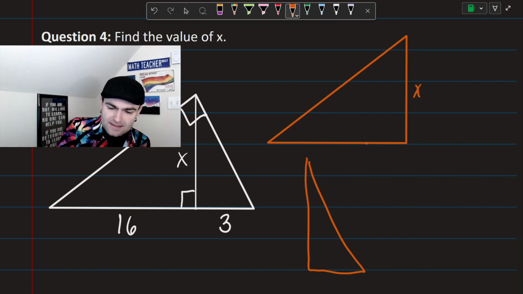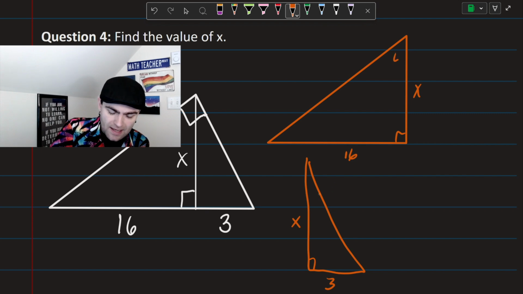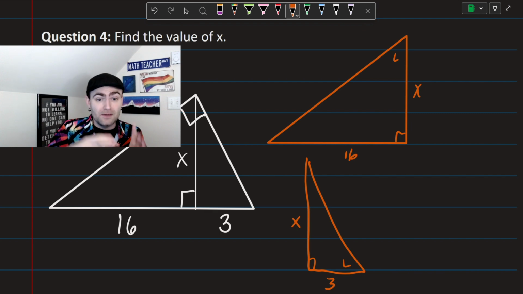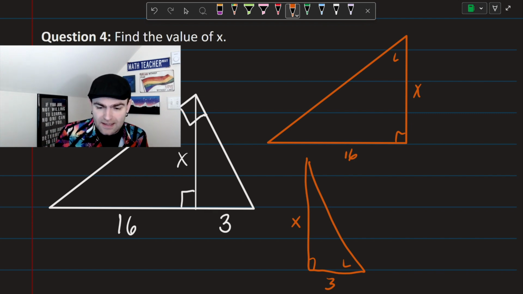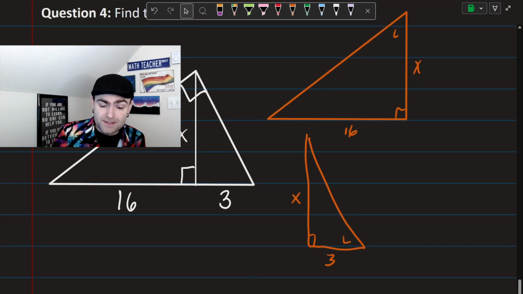So this was x, this was 16, this was 3, this was x, and if we notice, this is the larger of the two angles. So this one's 90 and this one's 90. But this angle is the larger angle of this triangle, which corresponds to this angle here. So the angle across from 16 in the medium triangle, kind of the whole thing together is a large one, is the same angle that is across from the x in the small one. So that's going to help us out with our proportions.